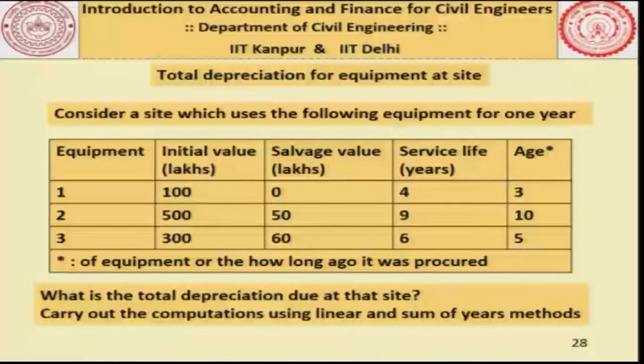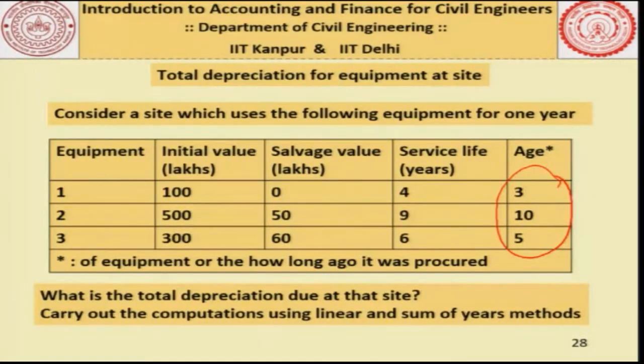Now, if we take an example, if the site uses, let us say, three equipments 1, 2 and 3, which have these initial values, the salvage values and the service lives are given, and the age at which these equipments have been made available to this site. Now, this is 3, 10 and 5, and the question is, what is the total depreciation due at that site?